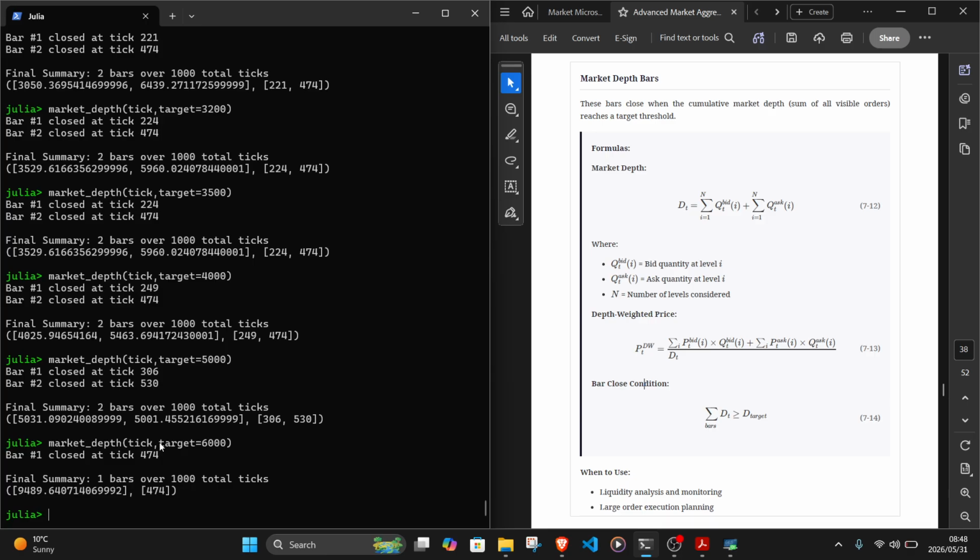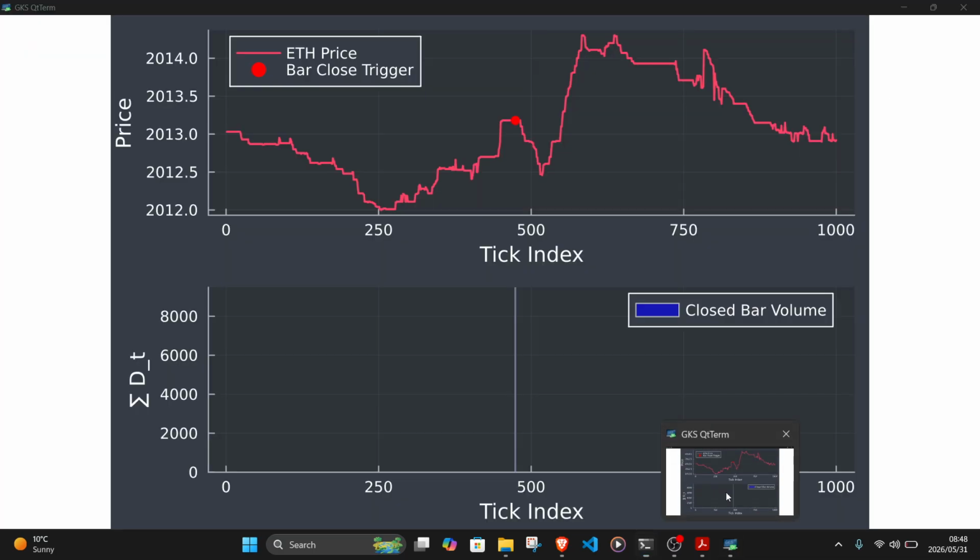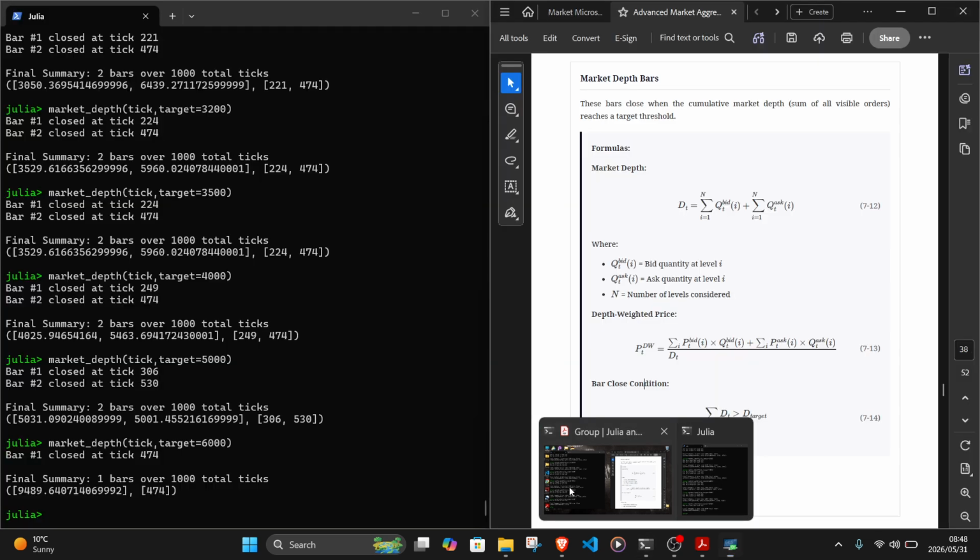So the magic number to get one bar for these 1,000 ticks that got processed is a target value of 1,000. And it got closed at the 474th tick or index. And here it is. But that's about it for today.